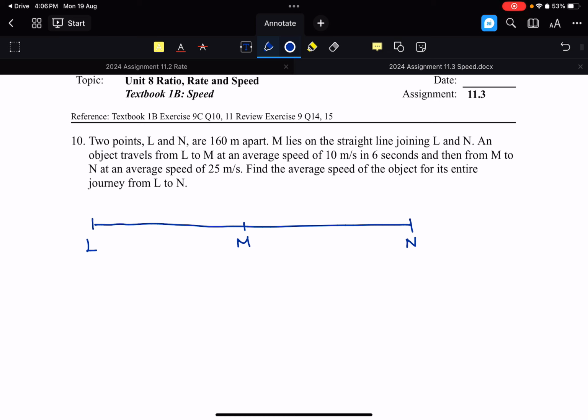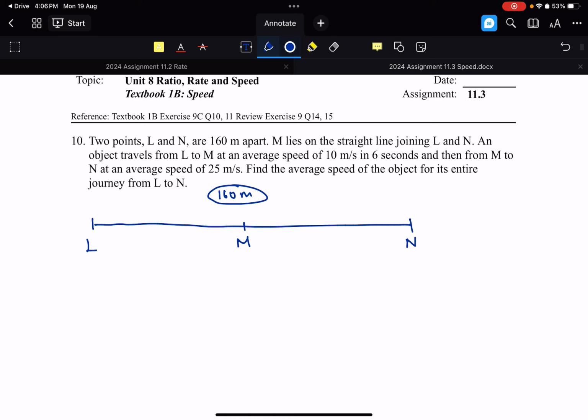Now, the thing is I do not need to draw to scale, right? No need to be to scale. But just to help me to visualize. Now, the entire distance is 160 meters. That's the distance. Okay. What other information do we have?